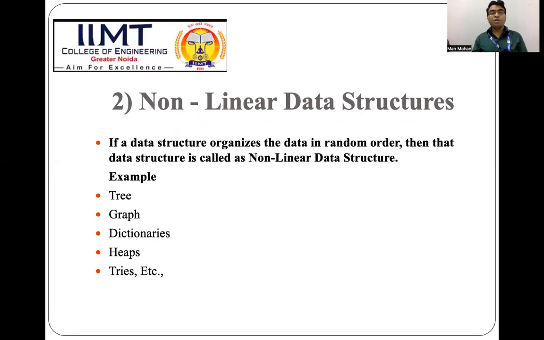And in non-linear data structure, data is stored or organized in a random way. So this type of data structure is known as the non-linear data structure. In non-linear data structure, there are different techniques like tree, graph, dictionary, heap, and trie.